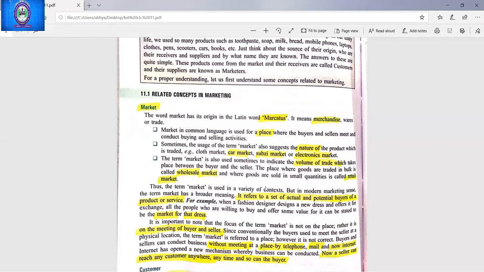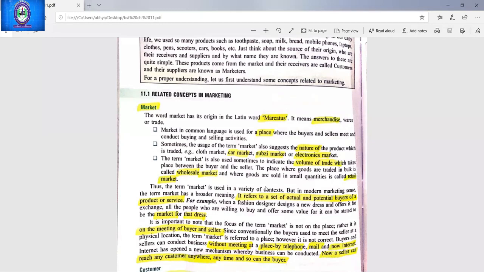So market actually originated from the Latin word marketus. It means merchandising or trade. It means buying or selling. So market, in common language, is used as a place where buyers and sellers meet.